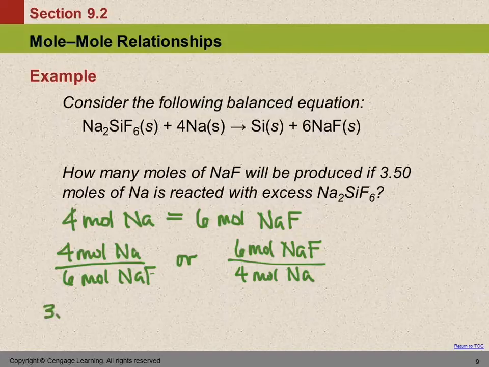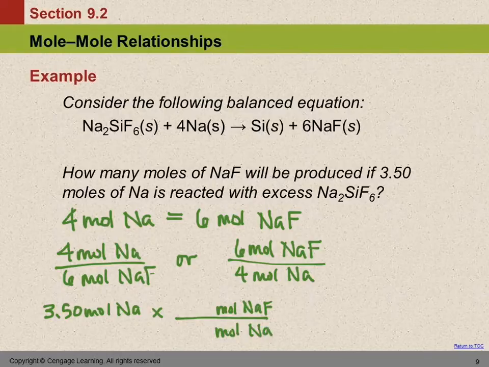So if I have 3.50 moles of sodium, and I want to find out how many moles of sodium fluoride I can make, I want to multiply by moles of sodium fluoride and divide by moles of sodium. Why? Dimensional analysis. Units working out. I need the relationship between them, and I get that from the balanced chemical equation. So we already wrote it out here. I'm going to use this guy over here because this has moles of sodium fluoride on the top. So it's times 6 divided by 4. So 3.5 times 6 divided by 4 is 5.25.